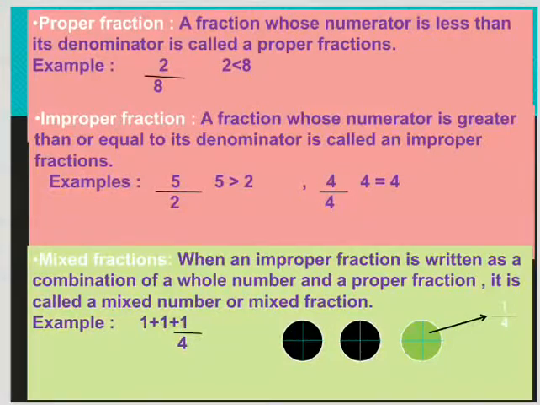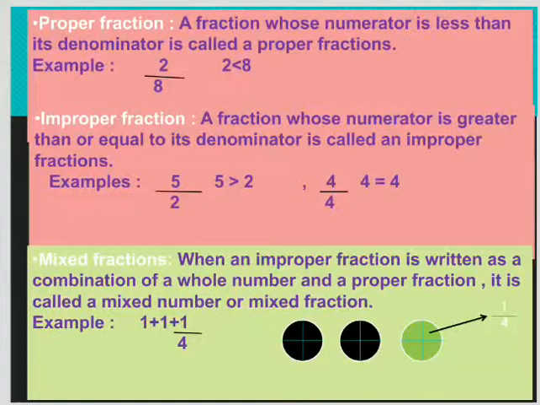Next, proper and improper fractions. A fraction whose numerator is less than the denominator is known as a proper fraction. Here in this example you can see 2 divided by 8. 2 is the numerator and 8 is the denominator, and 2 is less than 8. So this fraction is known as a proper fraction. If the numerator is less than the denominator, then the fraction is known as a proper fraction. Clear?